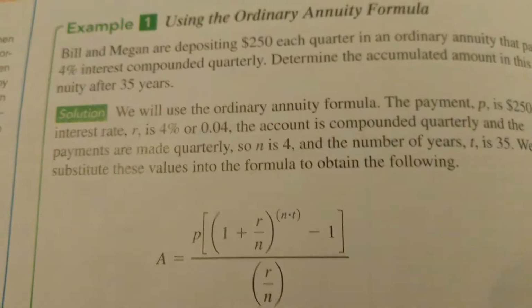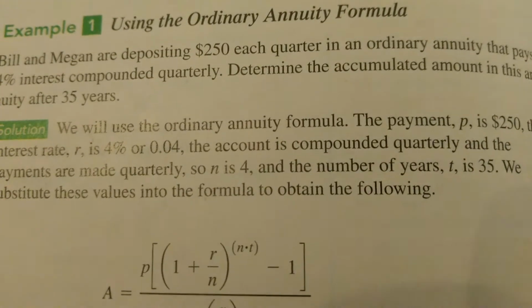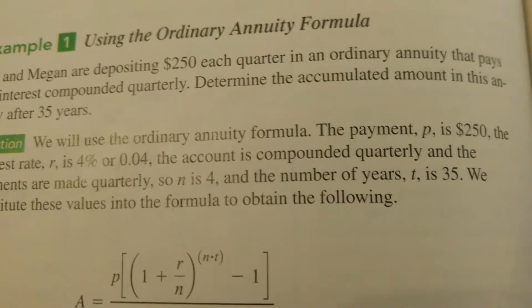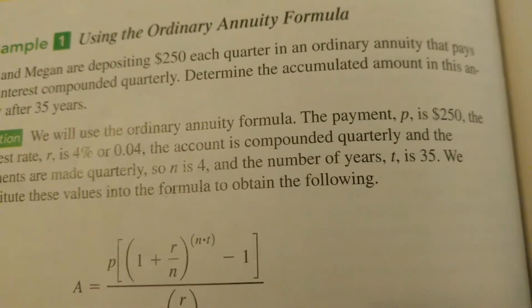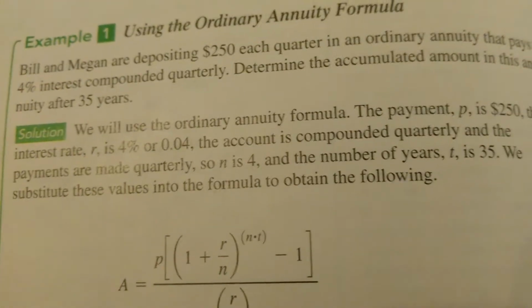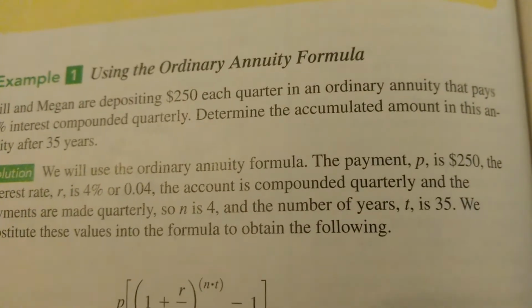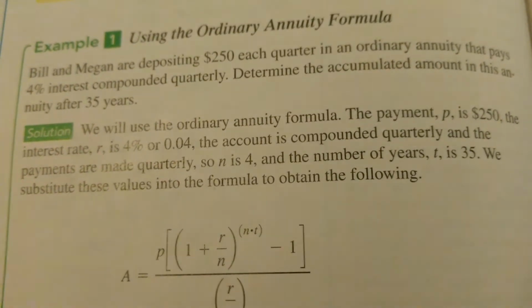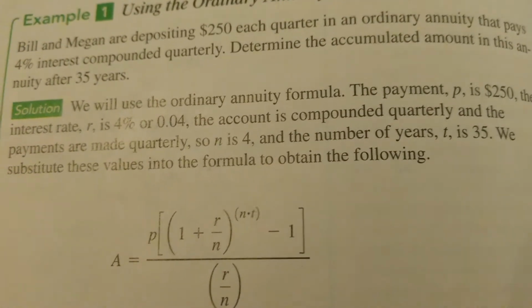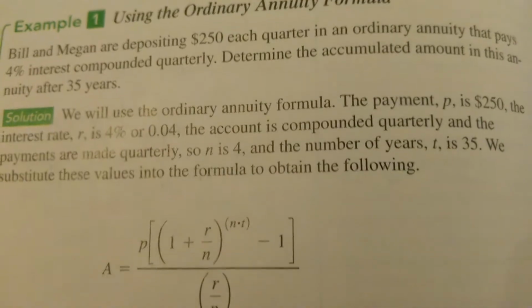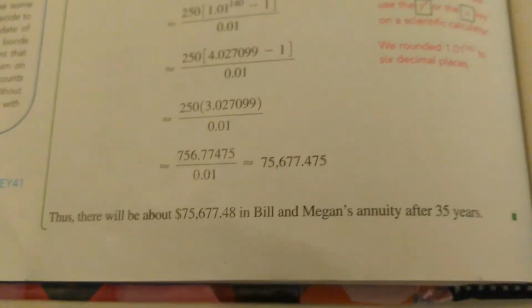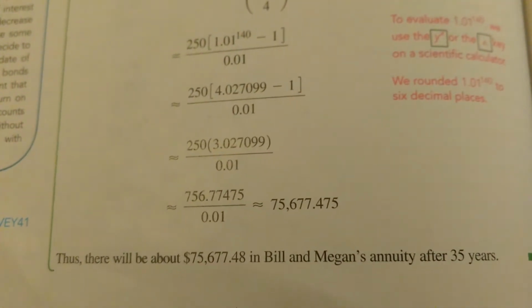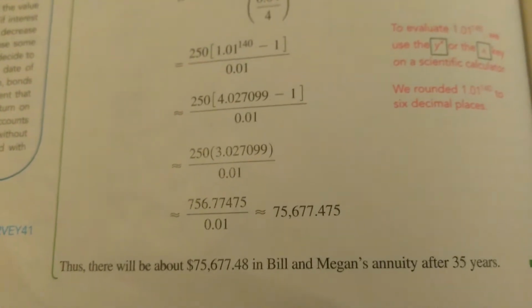These are all formulas where you have to have the information to plug into the formula and solve for the amount. Like this particular problem, it says Bill and Megan are depositing $250 each quarter, that means every 3 months, in an ordinary annuity that pays 4% interest compounded quarterly. Determine the accumulated amount in this annuity after 35 years. So P is our 250, N is 4, R is 0.04, and T is 35. We plug those numbers in and do the math. We see that at the end of 35 years, these two individuals will have $75,677.48 in their account.